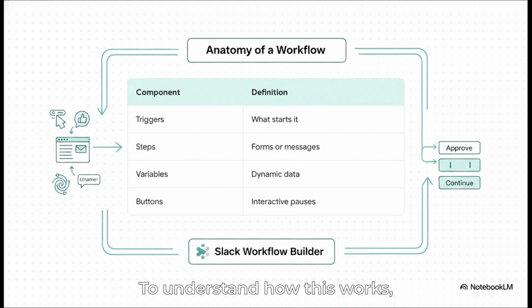To understand how this works, think of it like building blocks. It's built on 4 logical components. First up, triggers. This is simply what starts the automation, like clicking a link or maybe using an emoji. Second, steps. These are the actual actions, like popping open a form or sending a message. Third, variables. This is your dynamic data, like automatically pulling in the name of the person who submitted the form. And finally, buttons. These act as interactive pauses, waiting for a user to click approve or continue before the workflow moves on.